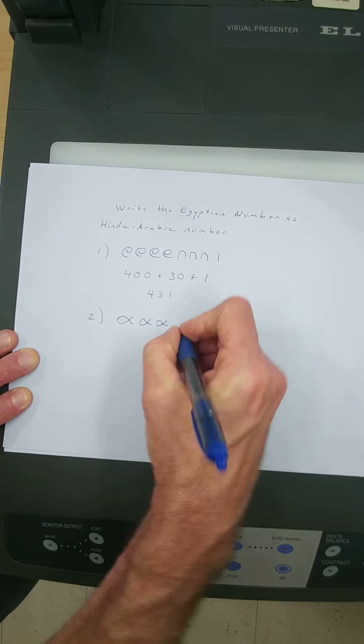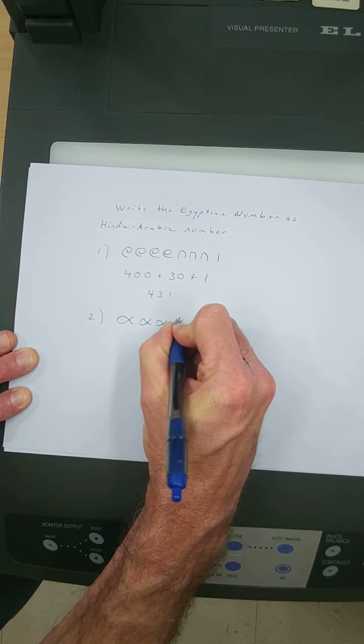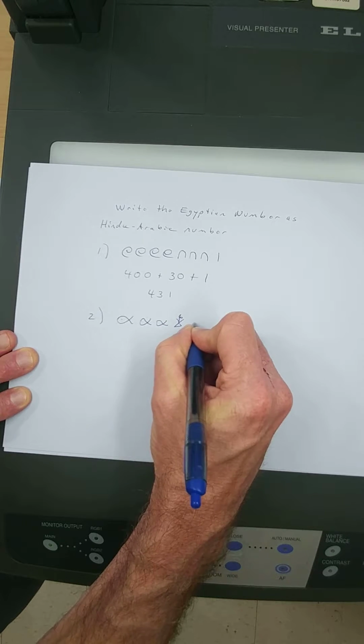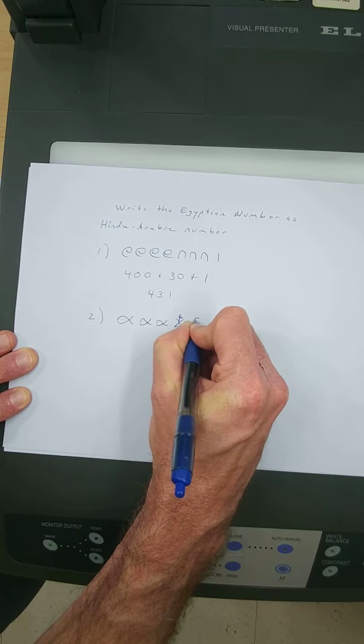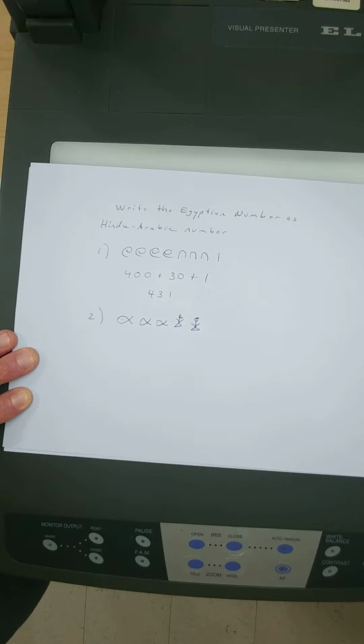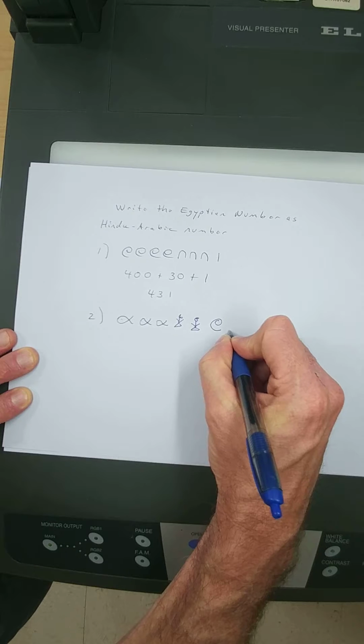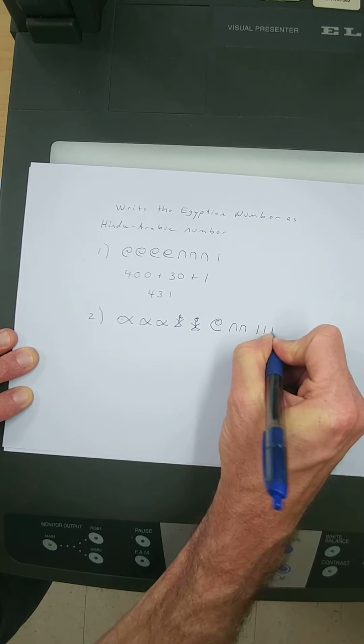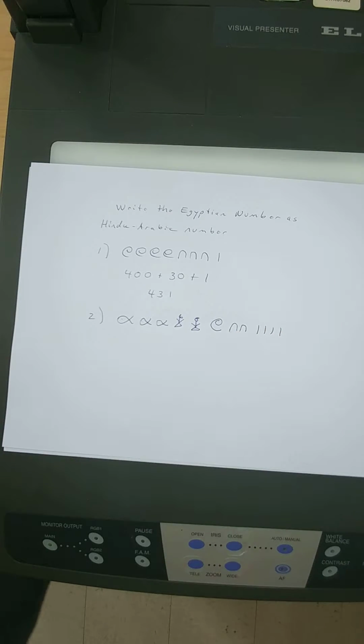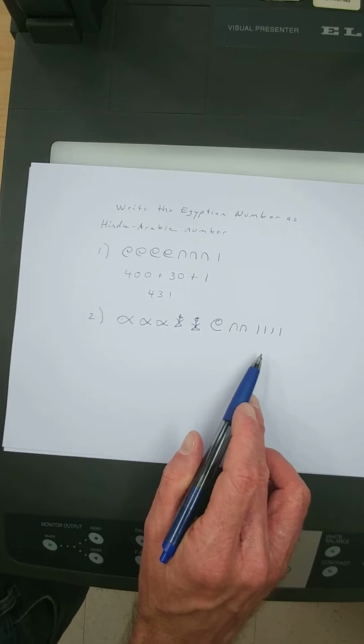All right, the next one is 3 fish followed by 2 lotus flowers, then a coil of rope, 2 heel bones, and 4 strikes. By the way, don't worry about drawing these as best you can. Just do what you can. More than likely, a question would be matching anyway, whether you're doing online homework or the actual online test.